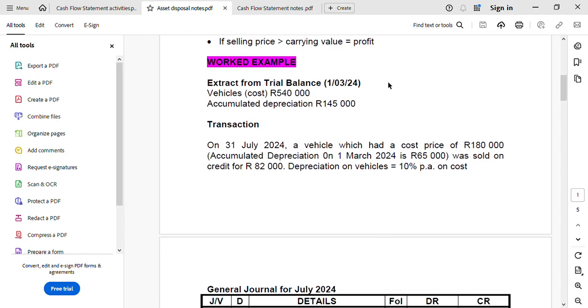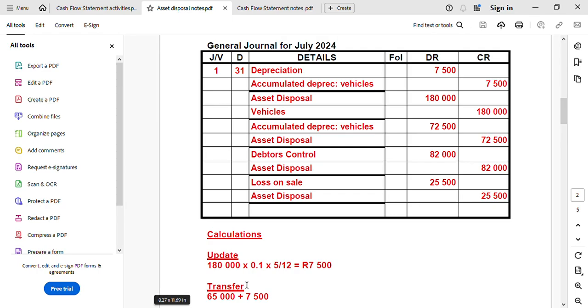You're given a trial balance figure at the start of the financial year, and you are then given a transaction. On the 31st of July, a vehicle which had cost 180,000 was sold on credit for 82,000. Depreciation on vehicles is 10% per annum on cost. So the first thing we need to do is calculate the amount for the update of depreciation. So we're going to take the cost price of the asset that I'm selling, multiply it by 10%, but it's only going to be for 5 months, March, April, May, June, and July, and then obviously divide by 12, and that gives you 7,500.